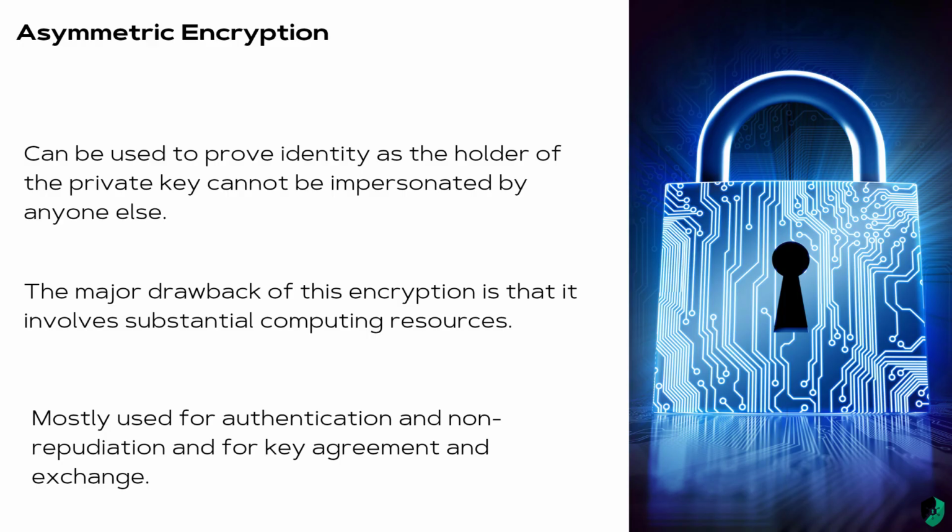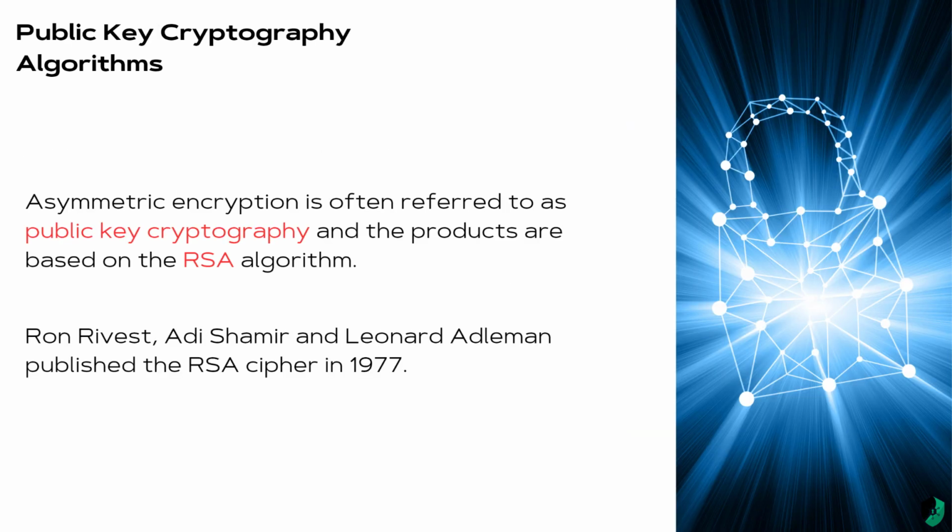Now in asymmetric encryption, you can use this to prove identity, as the holder of the private key cannot be impersonated by anyone else. So you can use it for integrity and even authentication. The major drawback of this encryption is that it involves substantial computing resources because you're using two keys now. So you can't really use it for bulk encryption, and it's really not that fast. It's mostly used for authentication and non-repudiation, and for key agreement and exchange.